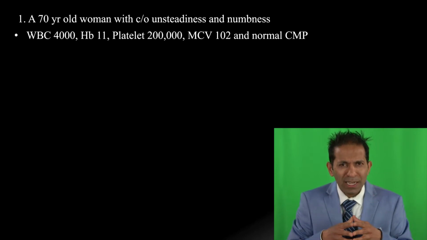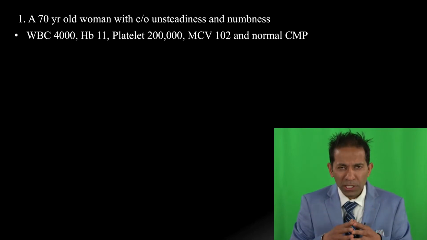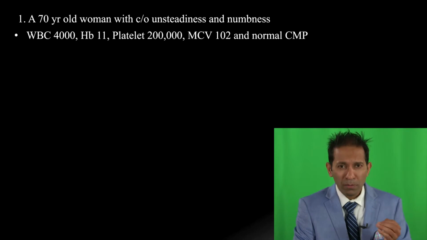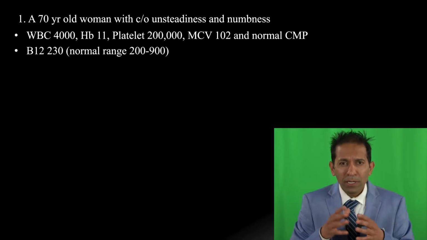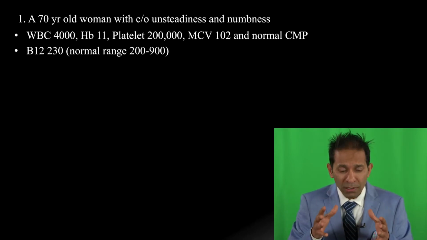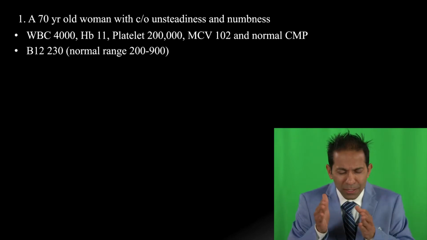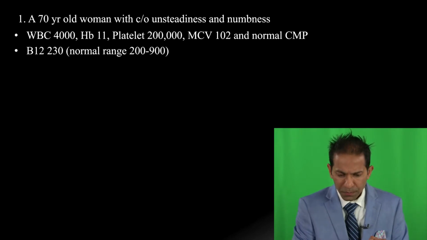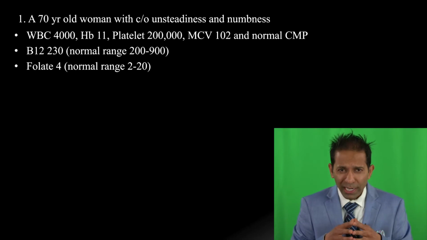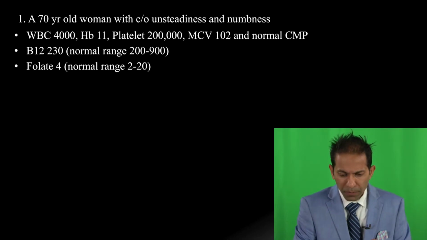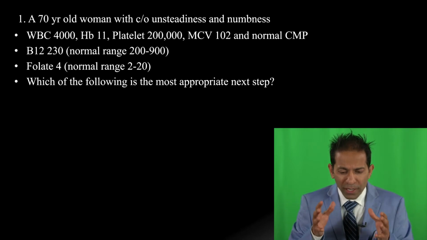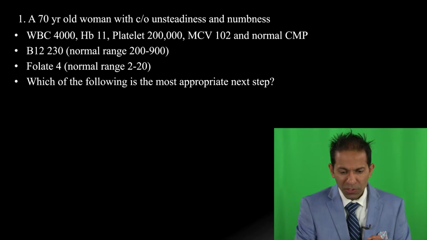So you suspect this patient has slight macrocytic anemia and you check her vitamin B12 level. Her vitamin B12 level is 230. The normal range is between 200 and 900. You also check her folate level, it is 4. The normal range is 2 to 20. Which of the following is the most appropriate next step in the management of this patient?